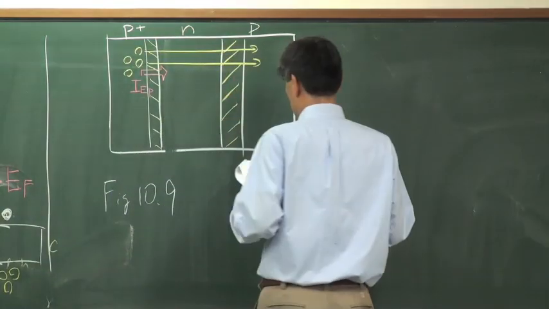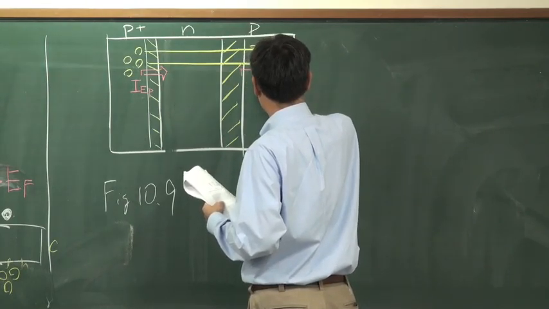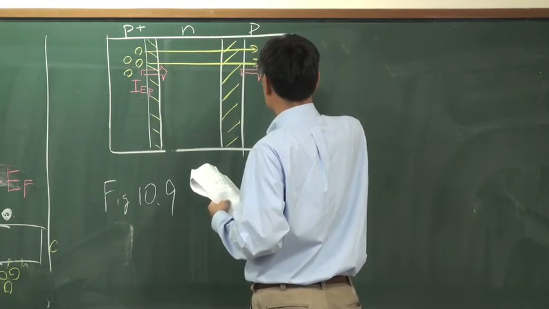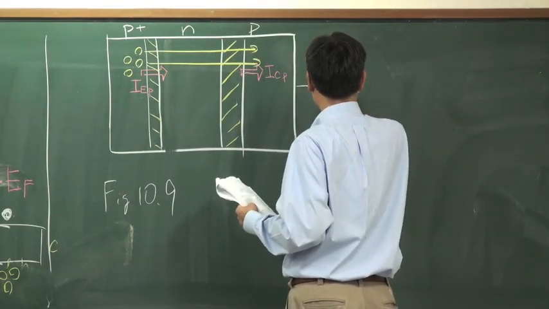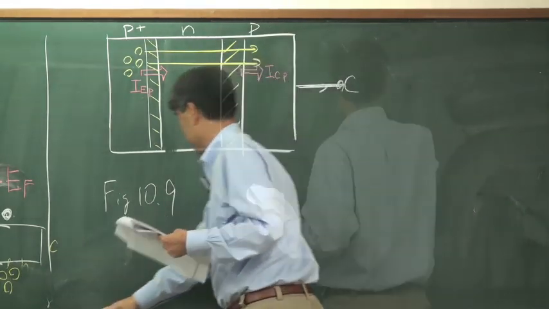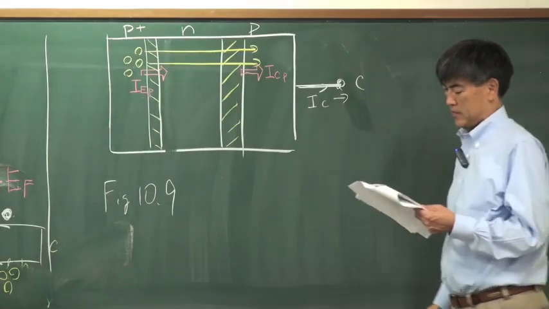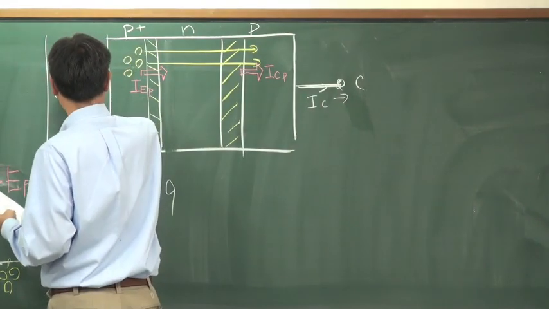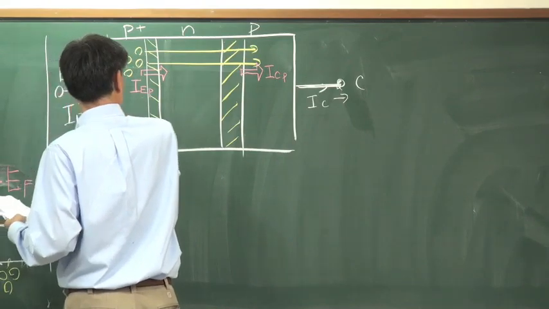And then this current arriving is defined as I sub C, because it's the collector here, and this is I sub C going out. Okay, so this is the emitter here, and this is I sub E going in.